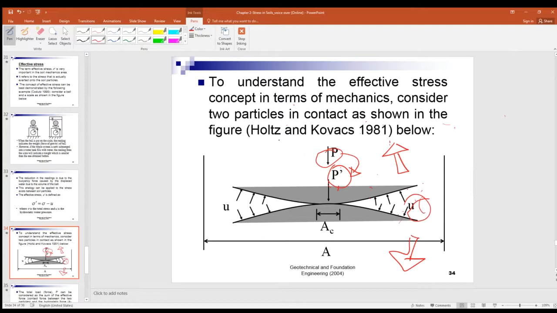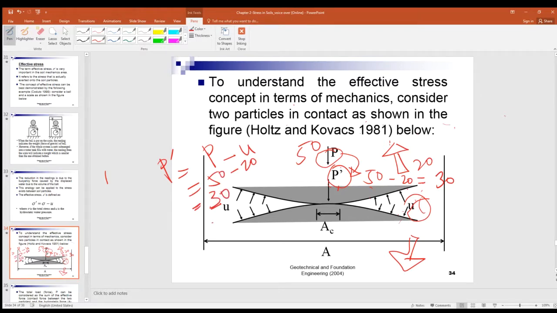For instance, the P is 50 and the push is 20. So the actual stress in contact will be what? 50 minus 20 equals 30, right? So the effective stress is equal to P minus U. In other words, 50 minus 20 equals 30. So that's the concept of effective stress.